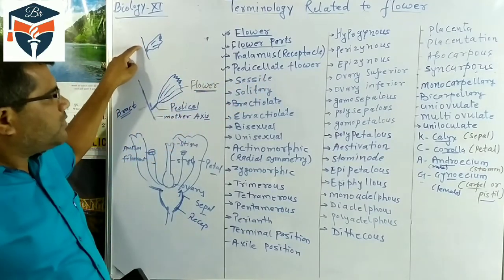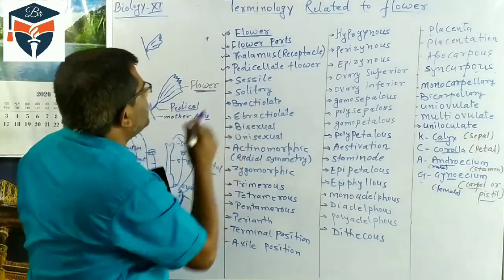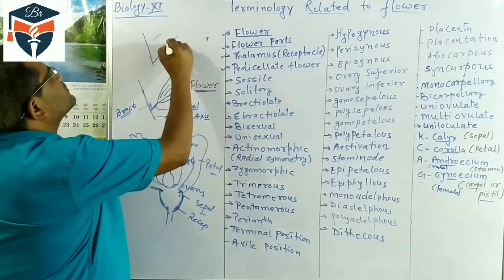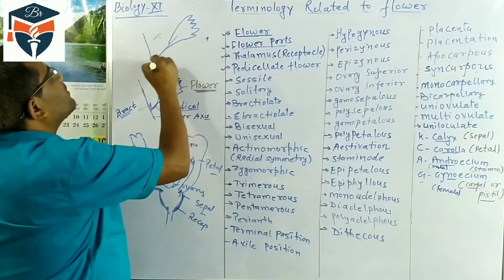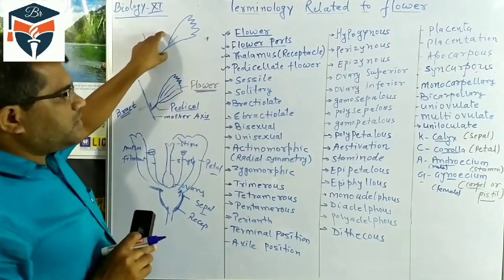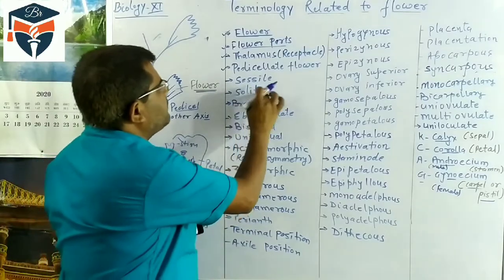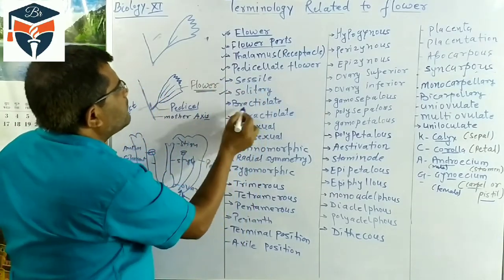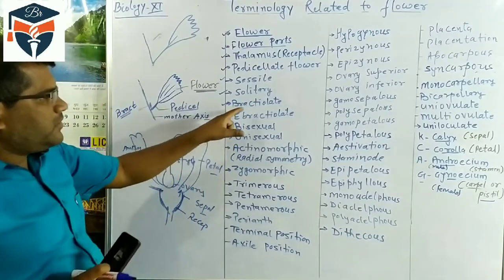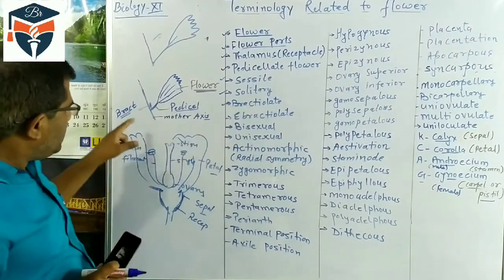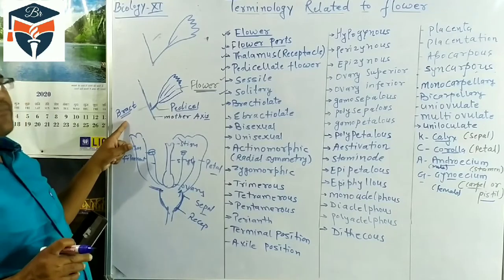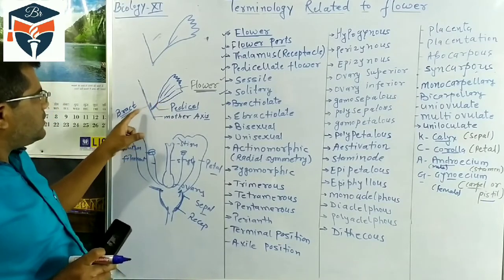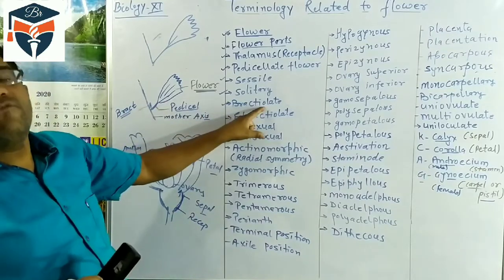Sessile flower: without pedicel. Then the solitary flower. Generally, when a single flower comes, it is called a solitary flower. Another is the bracteolate flower. A flower is called bracteolate if a bract is present. So if the flower has a bract present, it is called a bracteolate flower.